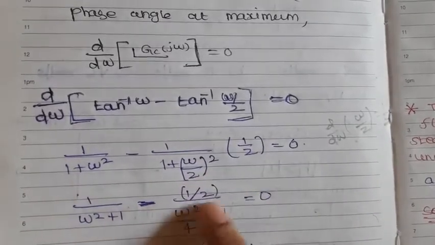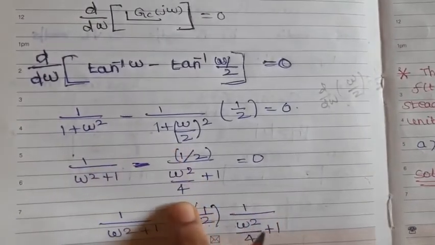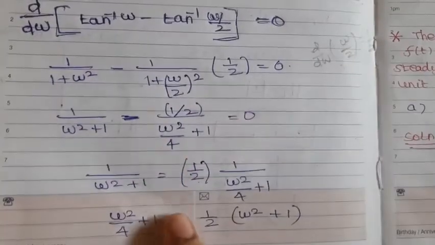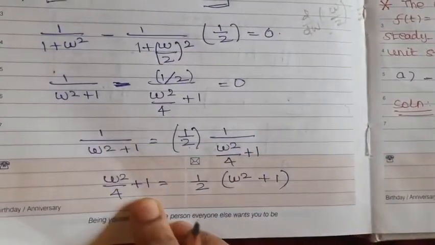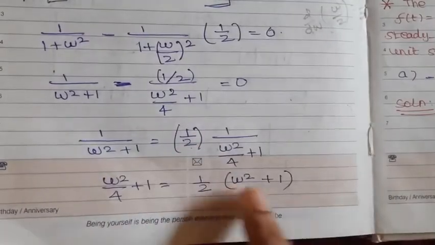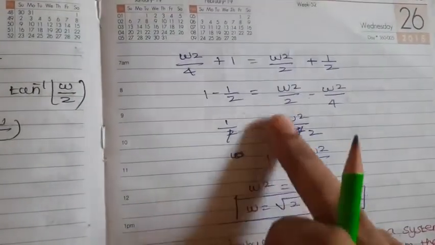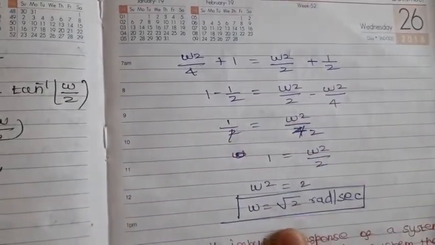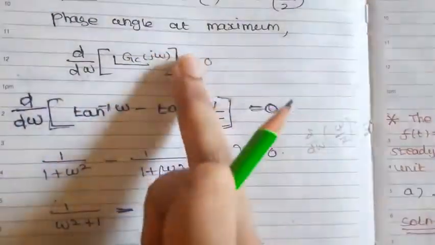Then 1 by 2 here, expand, keep this term as it is. Then omega squared plus 4 equal to 1 equal to 0. Then go to the right hand side and simplify: cross multiply, omega squared plus 4 on one side, and omega squared plus 1 into 1 by 2 on the other. Constants on one side and omega on the other. By simplifying, we will get the omega value as root 2 radians per second. So in that formula, we need d by d omega of the angle equal to 0. Then the phase angle at maximum. Okay.